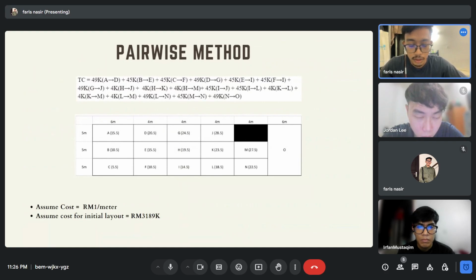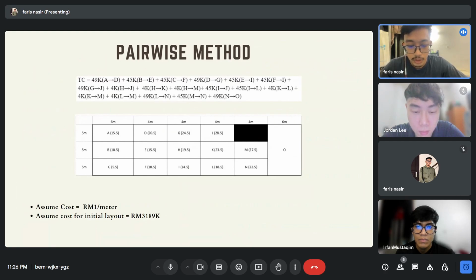So basically, on the upside, we can see the formula of the total cost. The total cost formula will be used in the PAYWAS method to identify the cost for each feasible exchange that we include. And also in the middle, we can see the layout of the workstations. We also include the assumed dimension for each workstation, and from that assumed dimension, we can identify the distance between one workstation and another workstation.